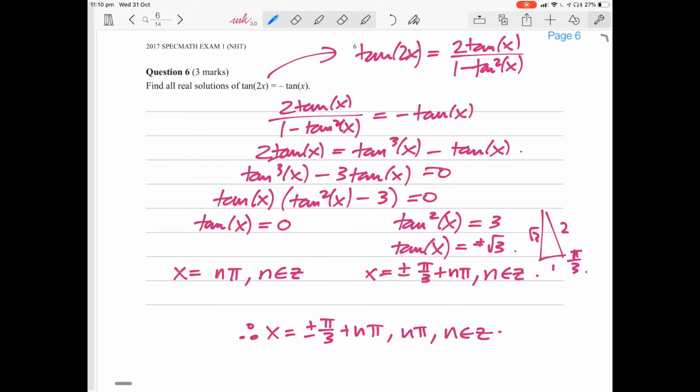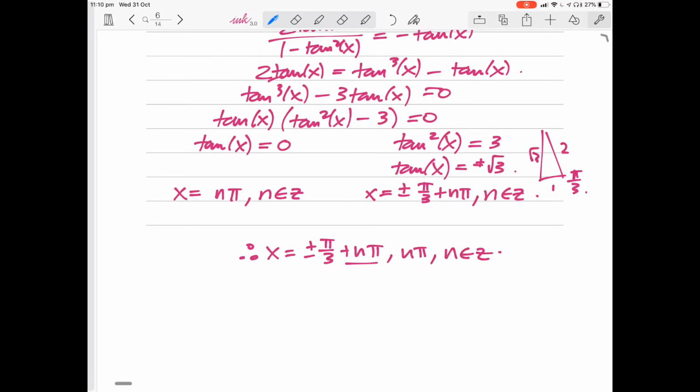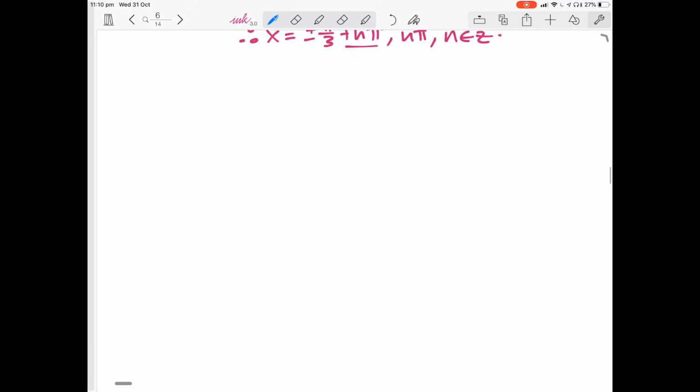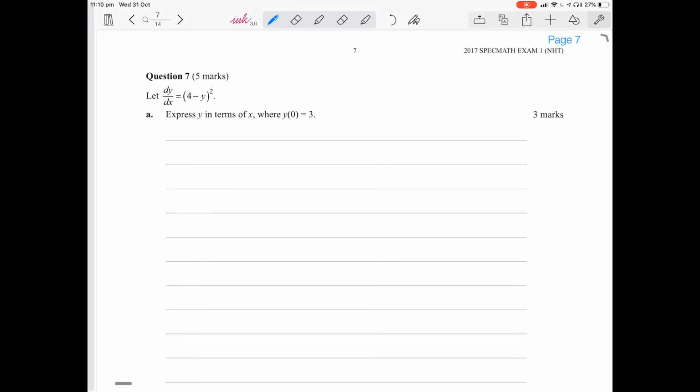I was just wondering if we needed to put the other solutions, but because we've got plus n pi, it's going to give you every solution around the circle. Okay, dy/dx: express y in terms of x, where y naught equals that.